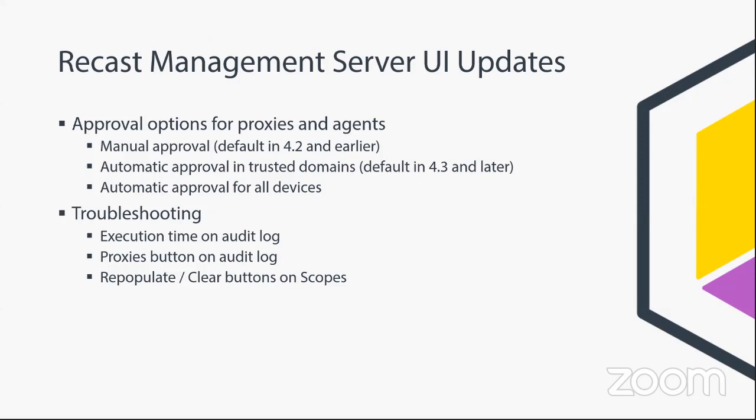So by default, we moved it to automatic approval and trusted domains. This is the same setting that your Config Manager clients have in a default Config Manager site install. And we also added an option for automatic approval for all devices. So any device, even if it's not in a domain that's trusted by the Recast Management Server, would get approved with that option. So this should make it easier to deploy proxies and agents in your environment.